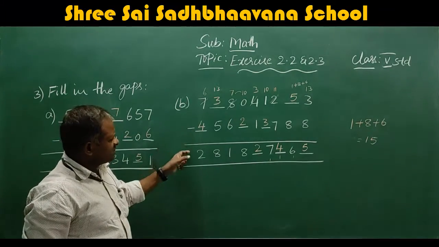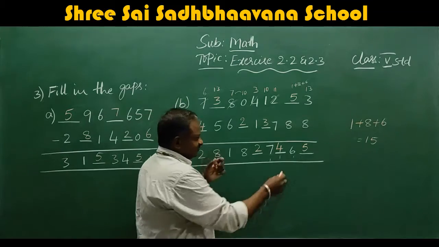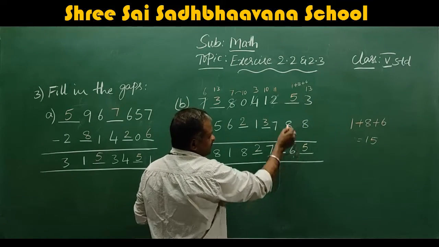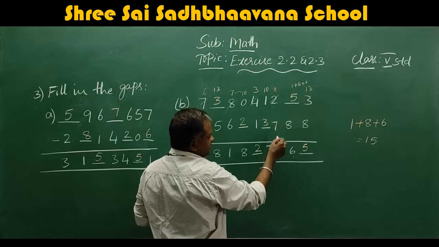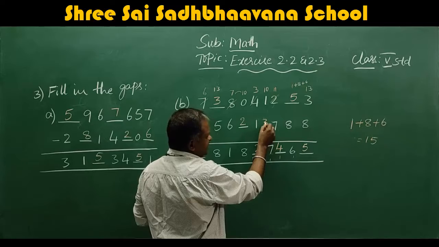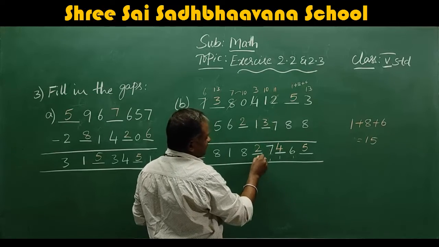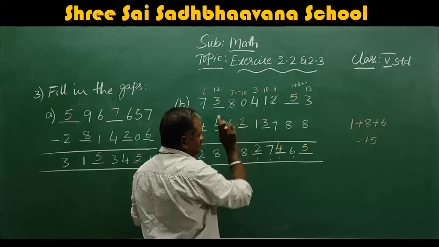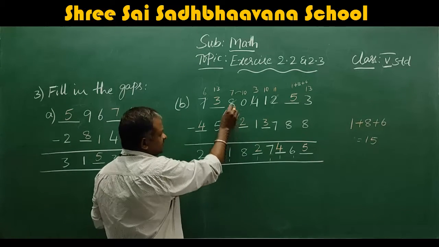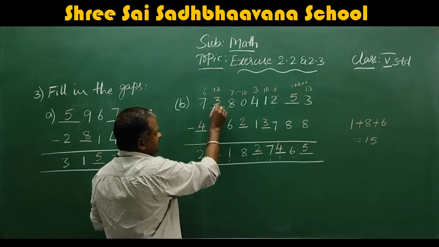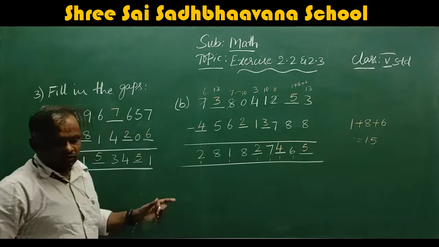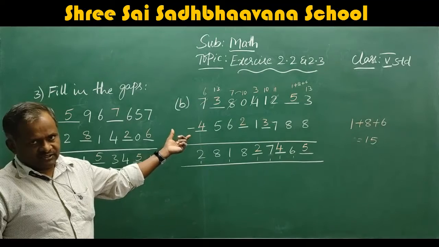If you have doubt, add these two, you will get this one. 5 plus 8, 13, carry 1. 8 plus 6, 14, plus 1, 15, carry 1. 7 plus 4, 11 plus 1, 12, carry 1. 1 plus 7, 8, 9, 10, 11, carry 1. 1 plus 2, 3, 3 plus 1, 4. 8 plus 2, 10, carry 1. 1 plus 1, 2, 2 plus 6, 8. 8 plus 5, 13, carry 1. 1 plus 2, 3, 3 plus 4, 7. So this is the answer.